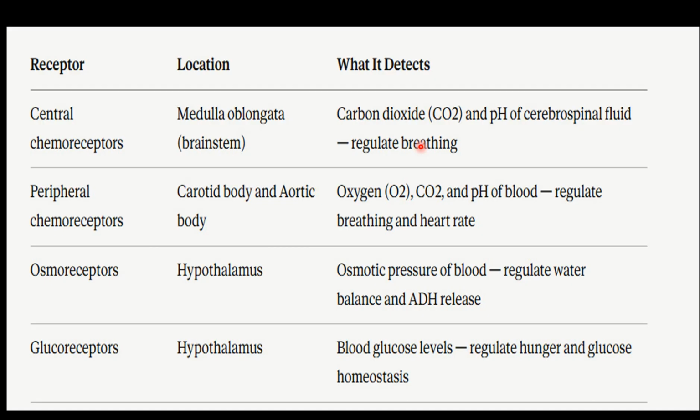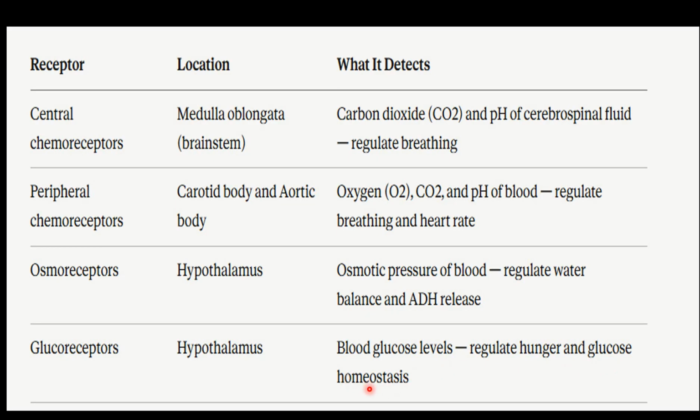Second is the peripheral chemoreceptor, which is the carotid body and aortic body, mainly for oxygen, O2, CO2, and pH of the blood, to regulate breathing and heart rate. Next is the osmoreceptor, which is present in the hypothalamus and detects osmotic pressure of blood, regulating water balance and ADH release. After that we have the glucoreceptor, in the hypothalamus, which detects blood glucose level and regulates hunger and glucose homeostasis.